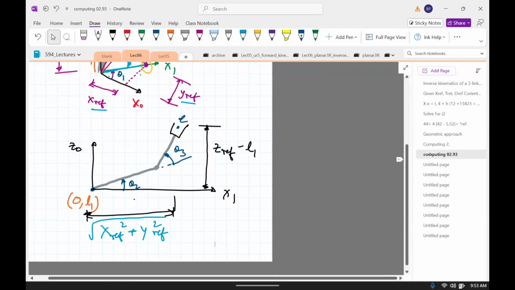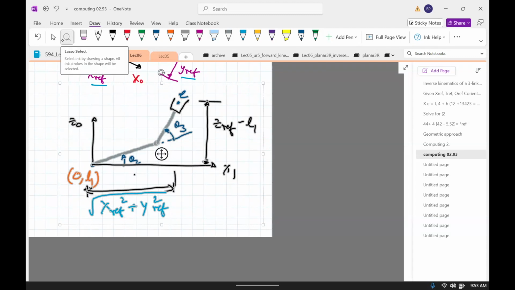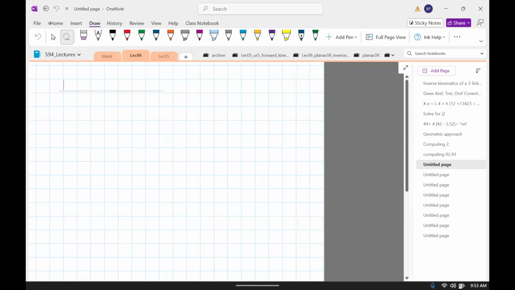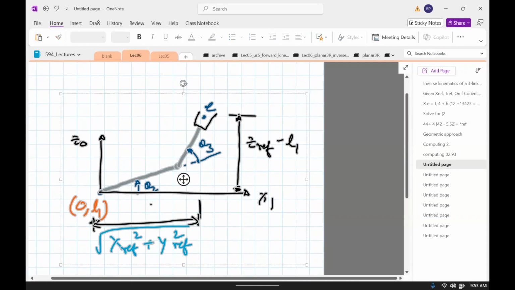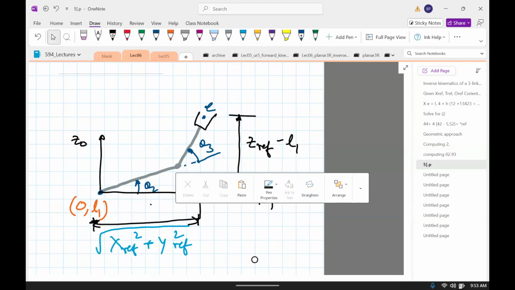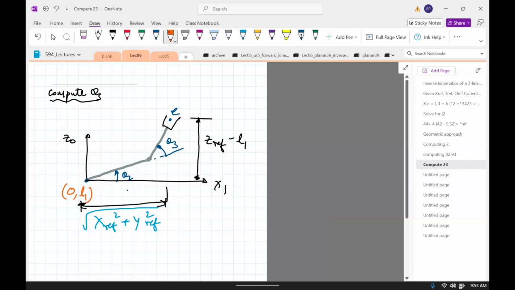You could also do it with the algebraic approach. Once you simplify it to this, let's take this because I'll write equations. Okay, so here specifically I'll solve for theta 3 first. Okay, so for that I'll need to look at this triangle here.